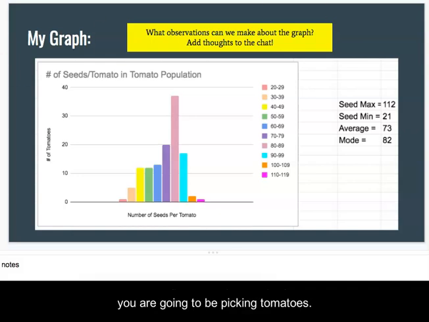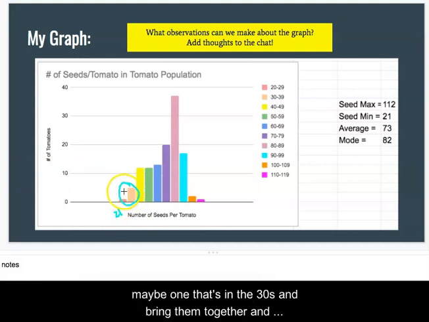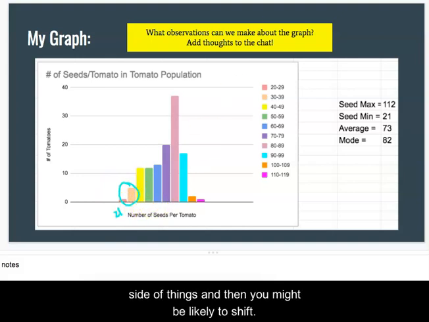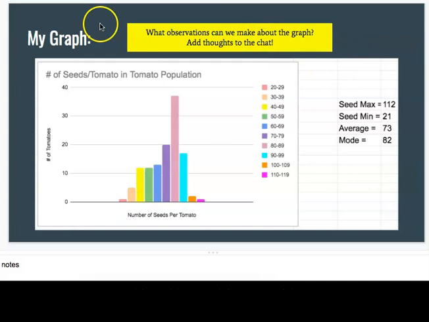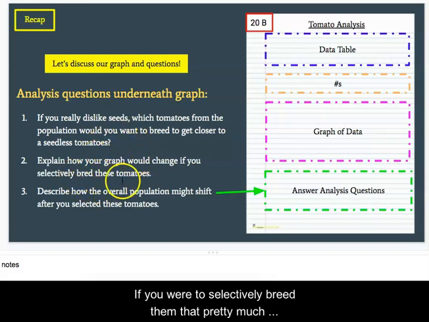So in this case, if you really dislike seeds, most likely, from the graph here, you are going to be picking tomatoes that come from this low end side, the one that had 21 seeds or maybe one that's in the 30s, and bring them together and try to create tomato babies that come from that side of things. And then you might be likely to shift the data, perhaps, in future generations, if you were to selectively breed them. That pretty much answers question number 2.